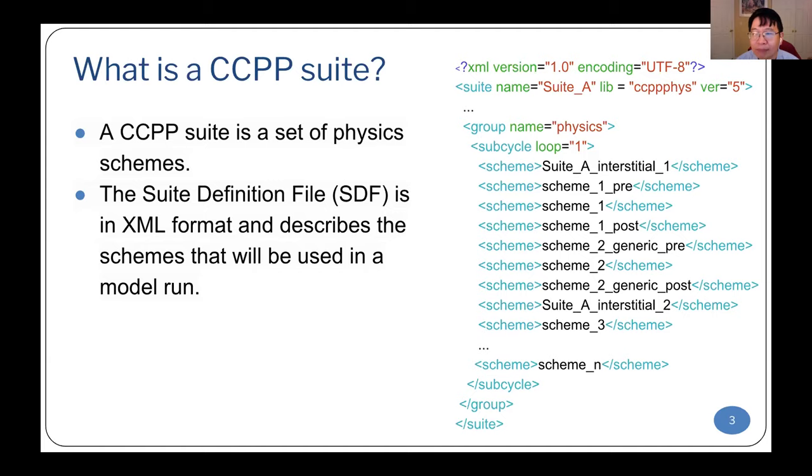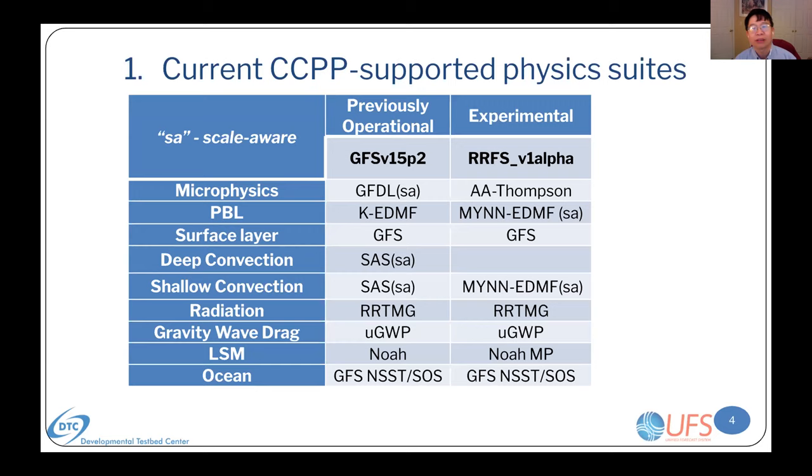Our current CCPP supported physics suites: there are two physics suites supported in the current release. One is the previously operational GFS v15p2. The other is the experimental RRFS v1 alpha. GFS v15p2 has GFDL microphysics, then K-EDMF PBL scheme, GFS surface layer, SAS deep convection, SAS shallow convection, RRTMG radiation schemes, UGWP gravity wave drag physics, Noah land surface model, then GFS NSST ocean.